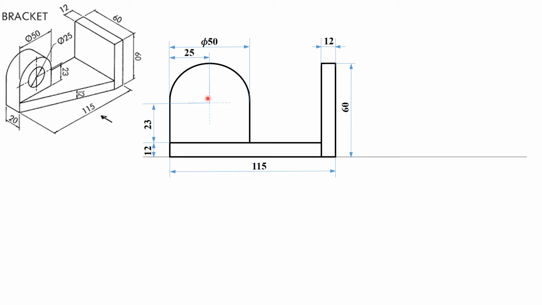So the topmost point of this curved surface and this height will be on the same line. Then draw the hole here, which is 25 mm diameter at the same center. So at the same center, draw the hole which is 25 mm diameter. This makes your front view.